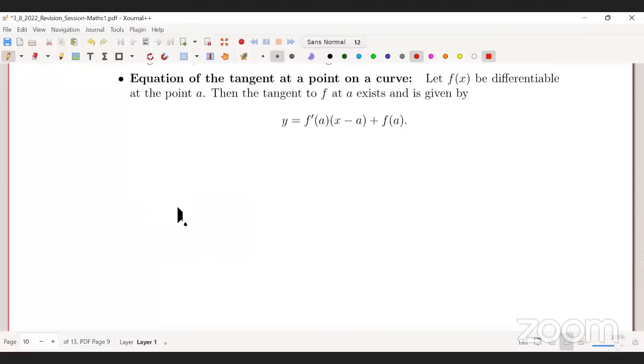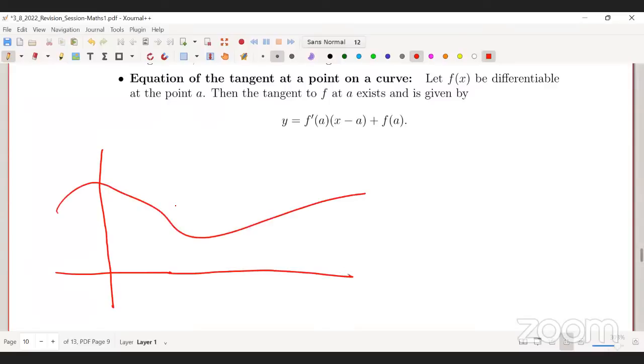Once the function is differentiable, then you have a tangent line at that point. So suppose you have a function like this, and suppose this function is differentiable at x equal to a. Once this function is differentiable at x equal to a, then you have a tangent line at this point. This is the tangent line of this function at x equal to a. What is the slope of this line?